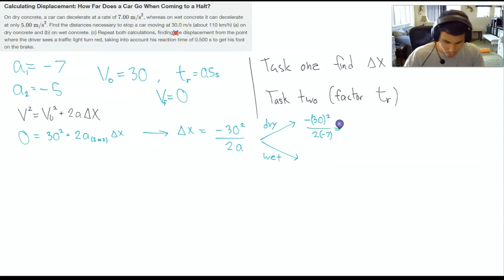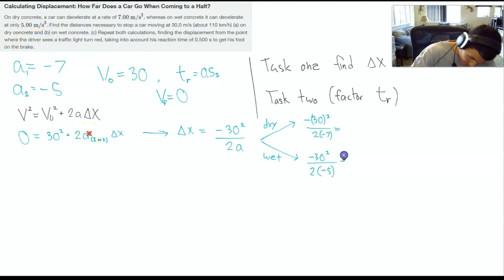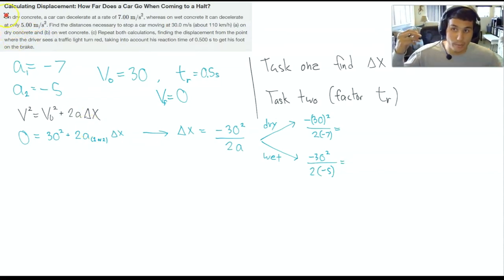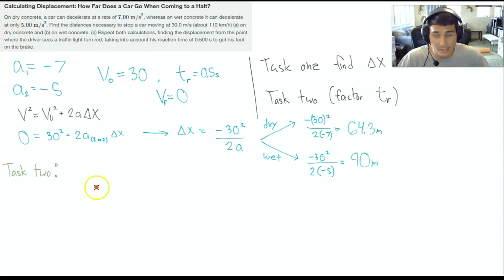Okay, so we'll put that in the calculator in a second, but let's find this one. It's going to be negative 30 squared divided by 2 times, what's a in this case? It's -5 here. Okay, so I'm going to make these answers magically appear. Okay, now we're on to task 2.